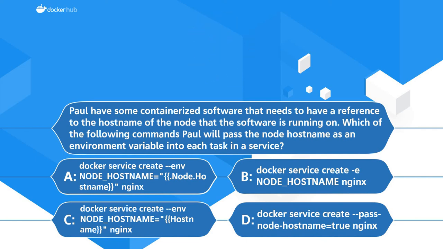And the correct answer is A. Docker service create --env NODE_HOSTNAME=node.hostname nginx.